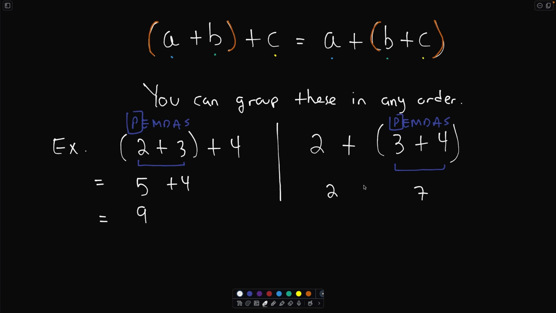So 3 plus 4 gives us 7. Bring down the 2. This is 2 plus 7, which is going to give us 9. We both get the same solution. There's your A, there's your B, and there's your C. And as you can see, here's our A, here's our B, and here's our C.